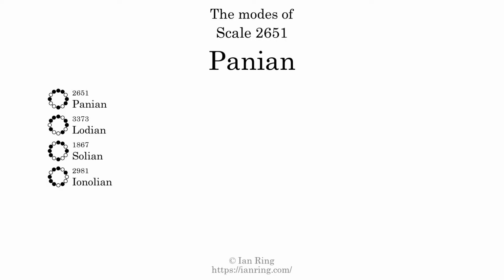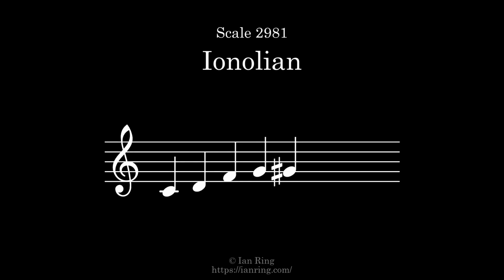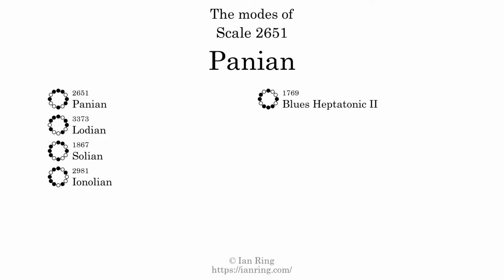The fourth mode is scale 2981, also known as Arnolian. It sounds like this. The fifth mode is scale 1769, also known as blues heptatonic 2. It sounds like this.